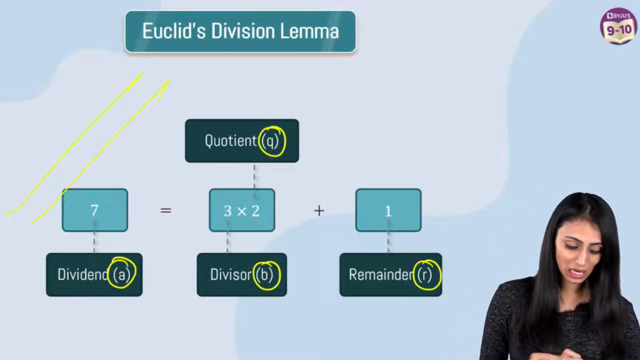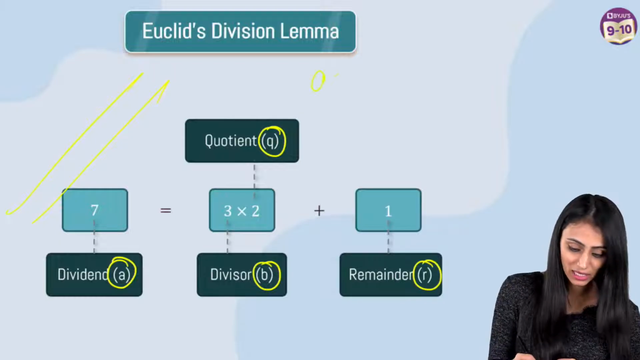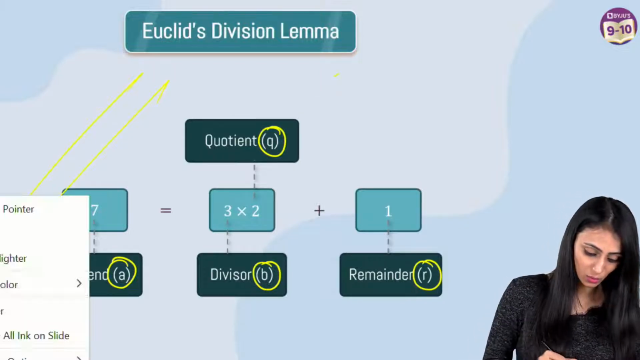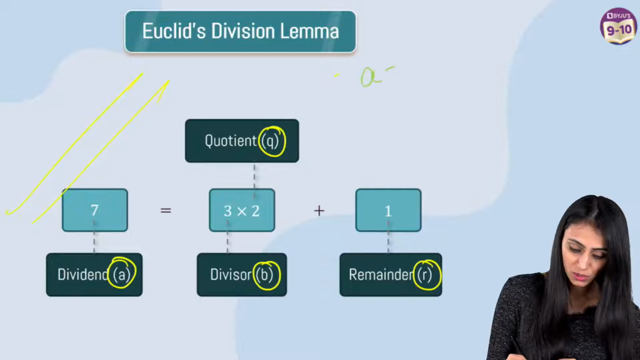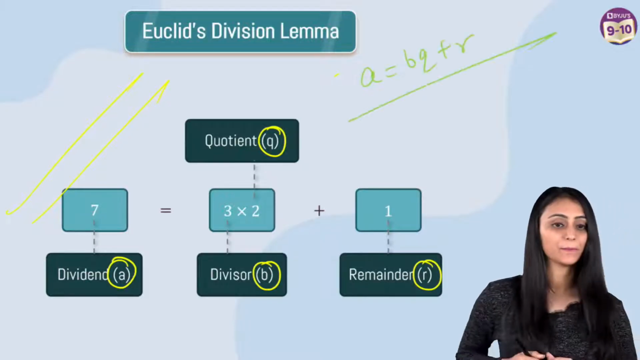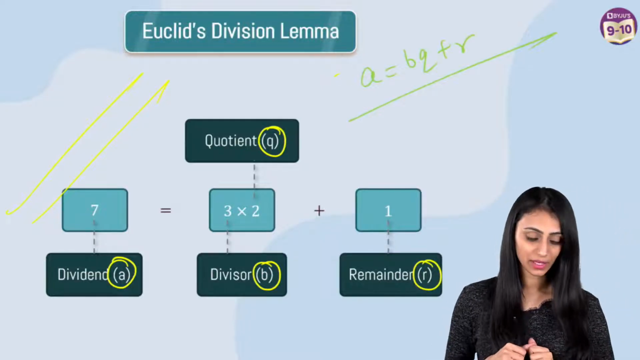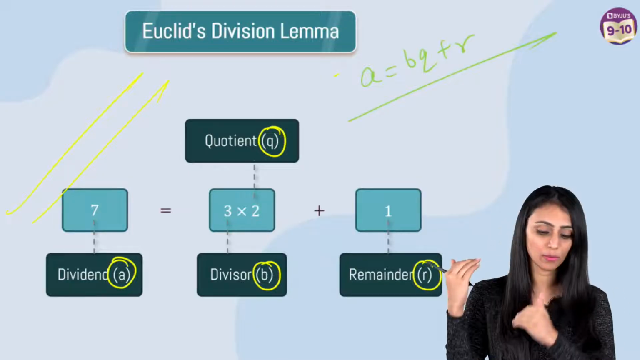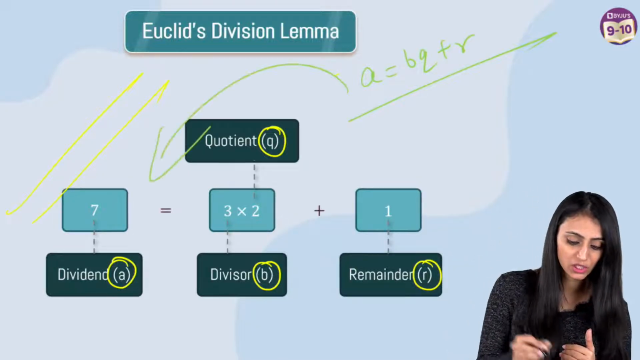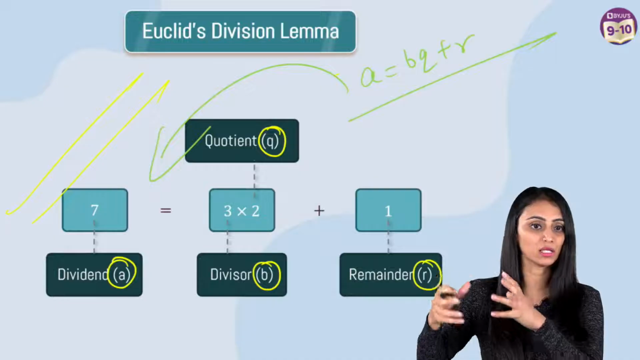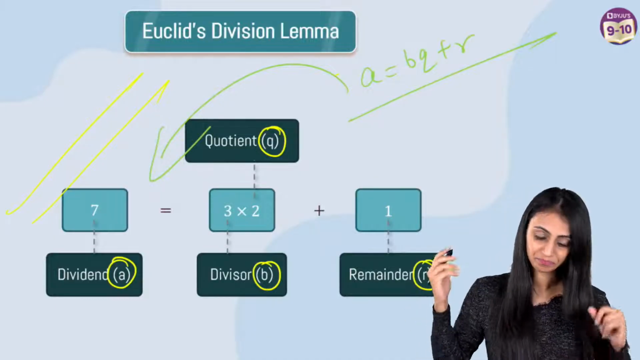Not AB plus R. It is written like A equals BQ plus R, right? I think this yellow won't be visible here. So that's what Euclid's division lemma is. This is another form of what you've already learned: dividend equals divisor into quotient plus remainder.